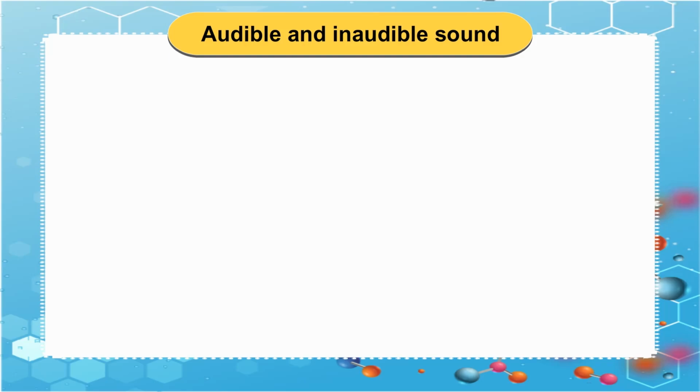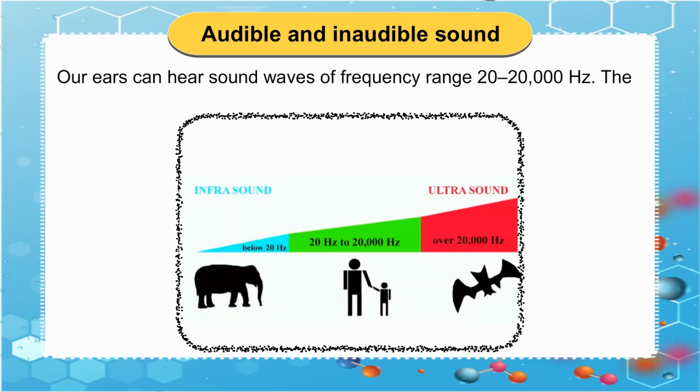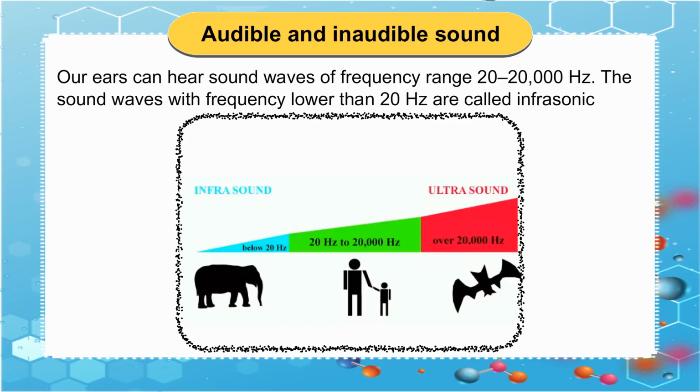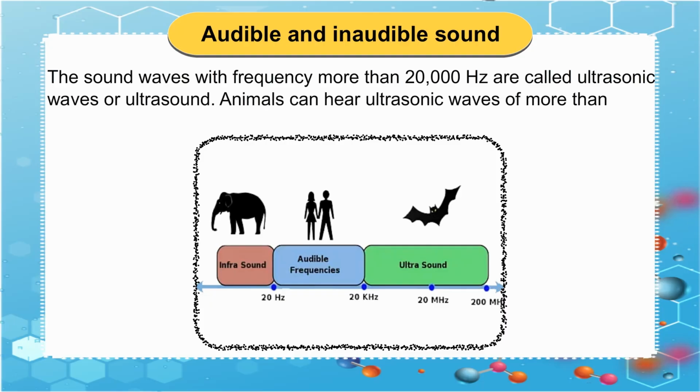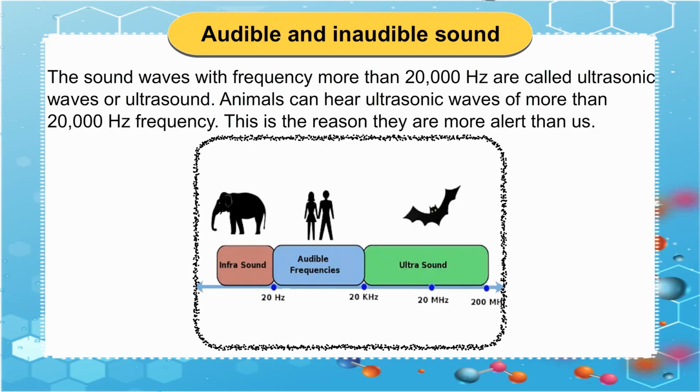Audible and inaudible sound. Our ears can hear sound waves of frequency range 20 to 20,000 Hz. The sound waves with frequency lower than 20 Hz are called infrasonic waves. The sound waves with frequency more than 20,000 Hz are called ultrasonic waves or ultrasound. Animals can hear ultrasonic waves of more than 20,000 Hz frequency. This is the reason they are more alert than us.